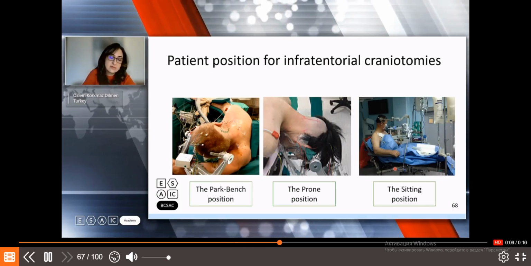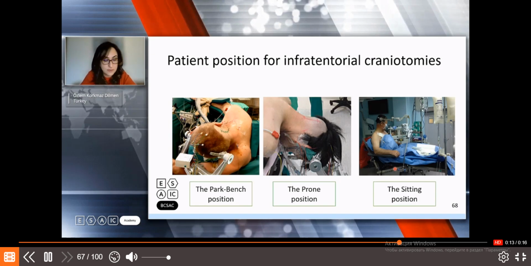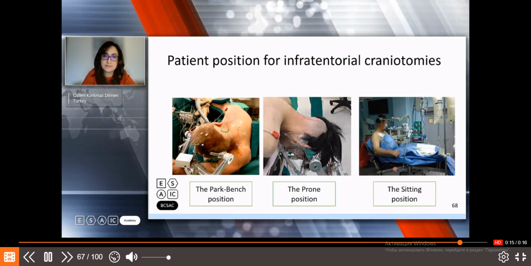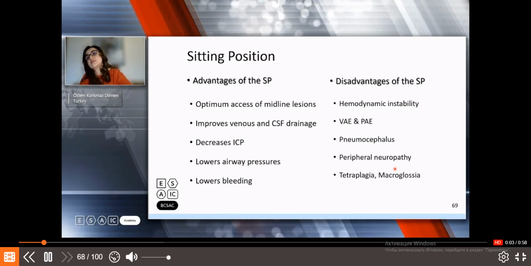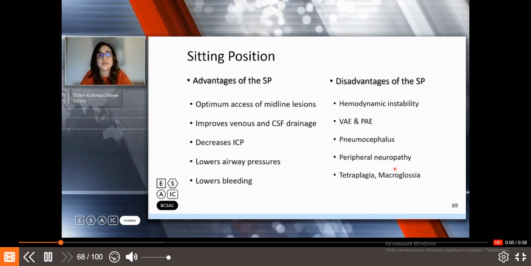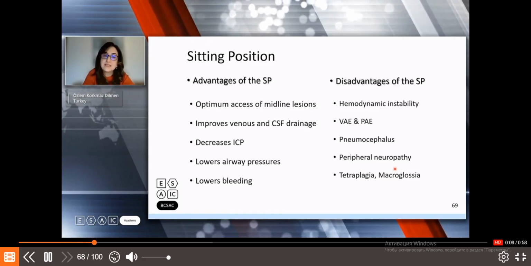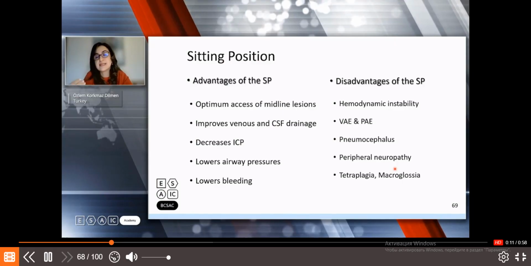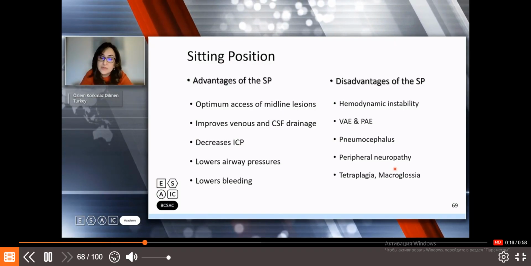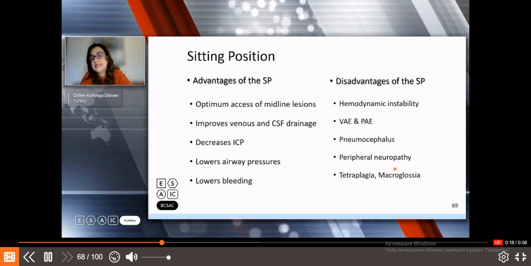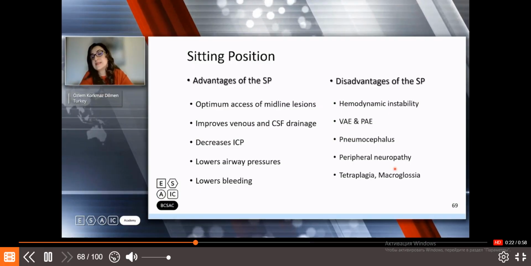Similar to supratentorial, we need to prevent venous outflow obstruction while giving position. Sitting position has some advantages and also some disadvantages. Sitting position provides optimum access to midline lesions, improves venous and CSF drainage, decreases ICP, lowers airway pressures, and also lowers bleeding. But the main problem is embolism.